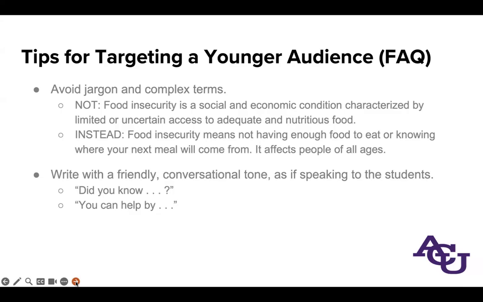Tanya mentioned using simple language. So we want to avoid jargon and complex terms. For instance, please do not write food insecurity is a social and economic condition characterized by limited or uncertain access to adequate and nutritious food. Those are too many big words. Make them able to understand it. Food insecurity means not having enough food to eat or knowing where your next meal will come from. It affects people of all ages. That language is simple and clear, and they can understand themselves. I've been hungry. I don't know when I'm going to eat again. So they can apply that to the meaning of this.